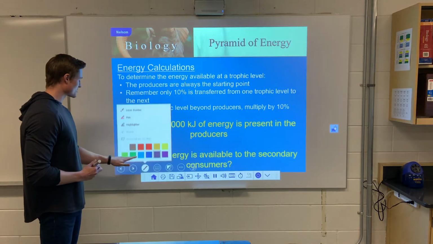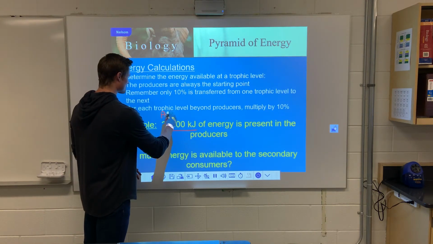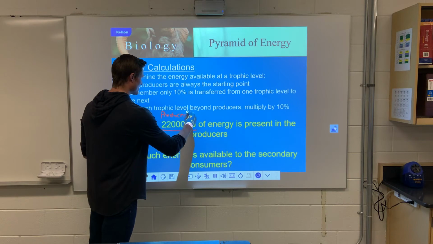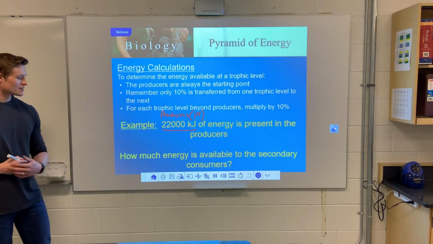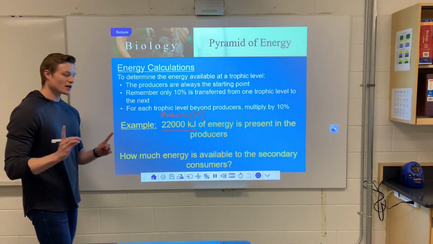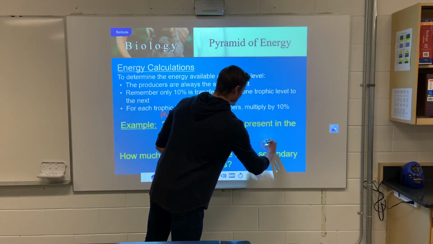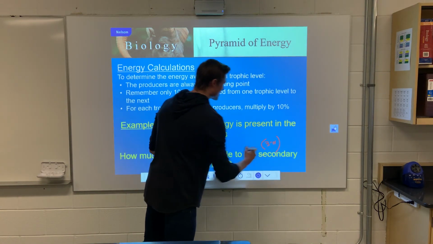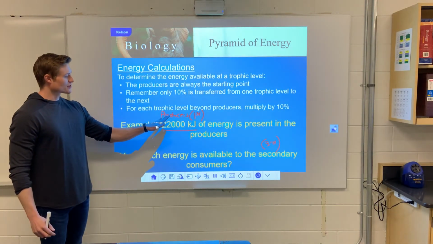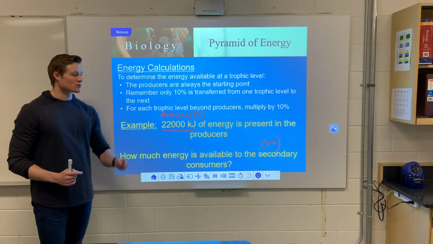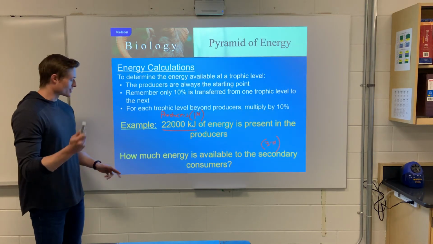A few things we need to consider here. This amount of energy is available to the producers. So this is the amount of energy in the producers, and they make up the first trophic level. All right, secondary consumers make up what trophic level? If you said third, you would be correct. And this is where people get a little confused because they think secondary, they make up the second trophic level, but we have to remember, plants and producers are in the first, primary consumers are in the second. This makes secondary consumers in the third trophic level.